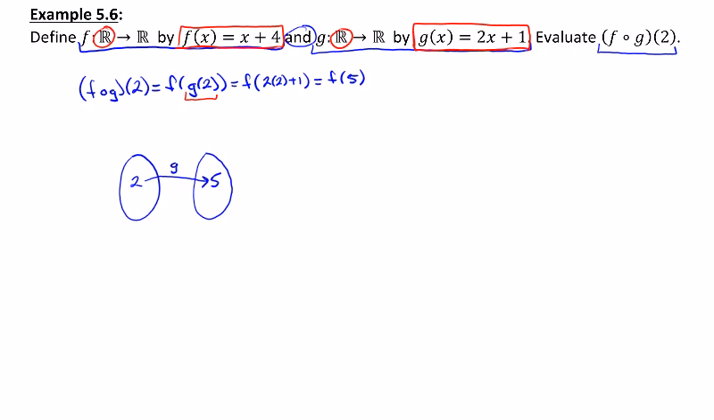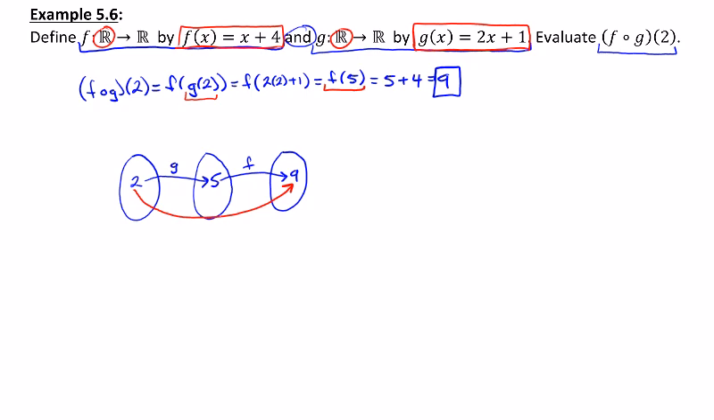But now I'm going to immediately use that result, and I'm going to apply it using the f map. So I want to see this value of 5 map to something else, and we're going to be using the f map for that. So according to the equation for f, it's supposed to be 5 plus 4, which gives me a grand total of 9. So that's ultimately what our answer is. We started with 2, and then eventually we're able to get to an answer of 9.